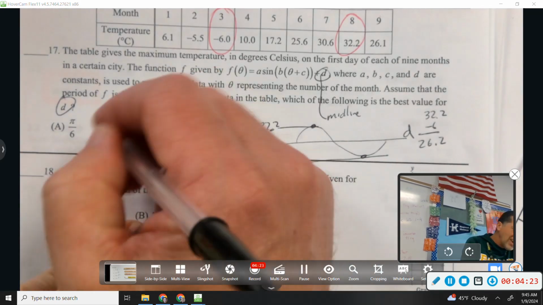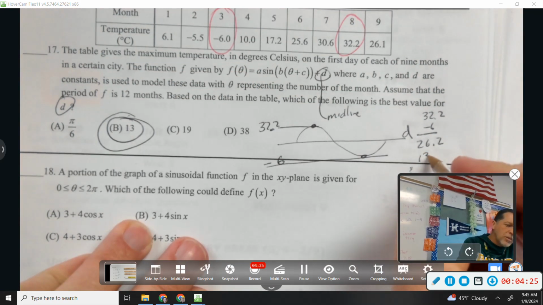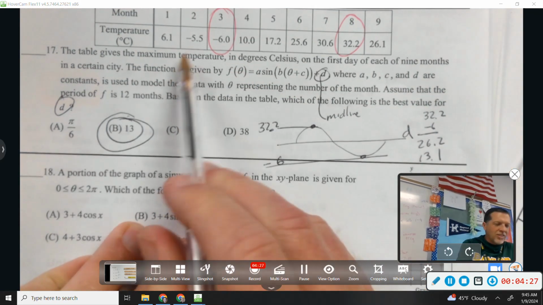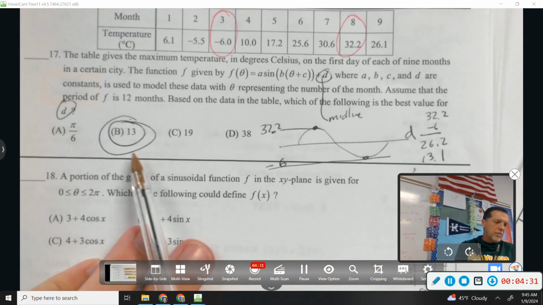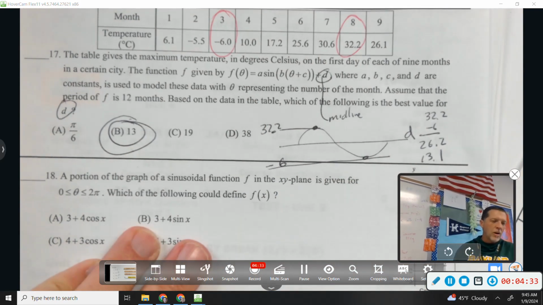All that to say, about 13. It looks like 13.1, but this is data that we're taking. So if we fit a curve, it might not be exact. But clearly 13 is our best option.